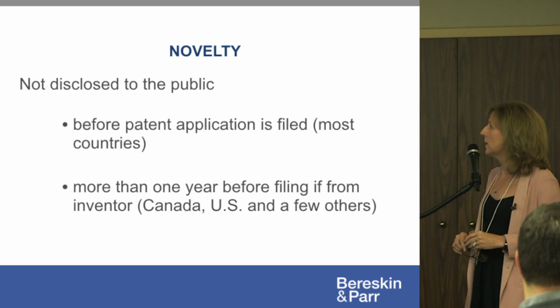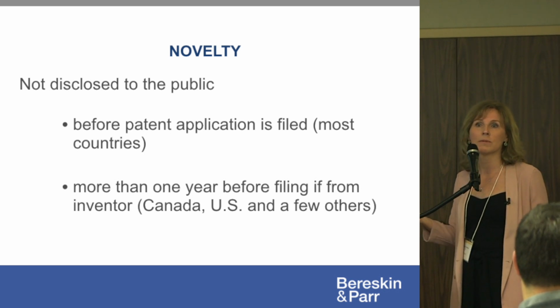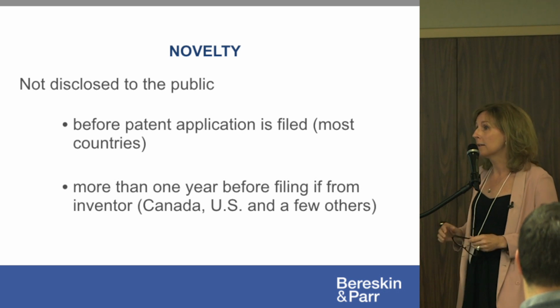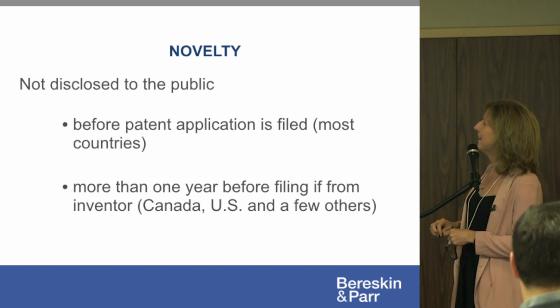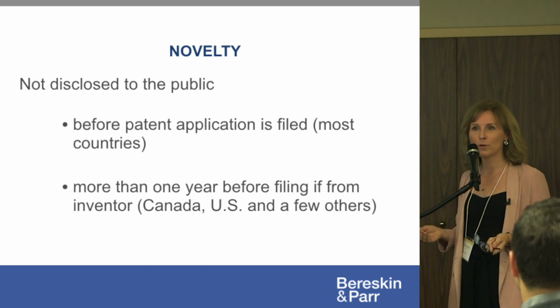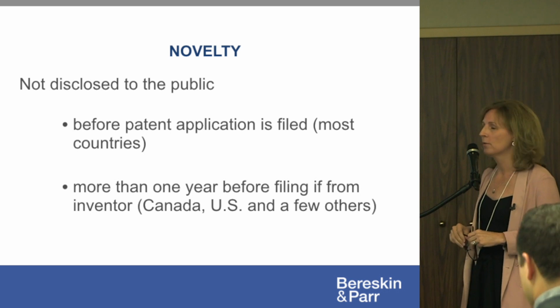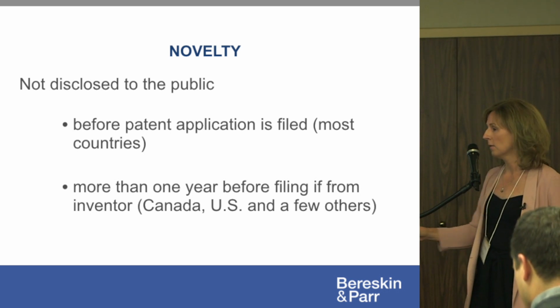So as Catherine has mentioned, new means it has not been disclosed to the public. So doing patent searches, one of the reasons to do it is to figure out, has it been disclosed in the patent literature? And as Catherine has mentioned, has it been disclosed before you filed your patent application, or you've also got that grace period for your disclosures only in Canada, the United States, and a few other countries.